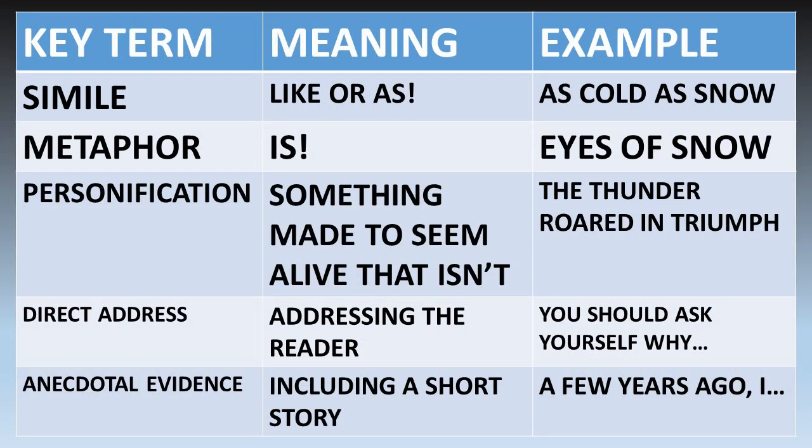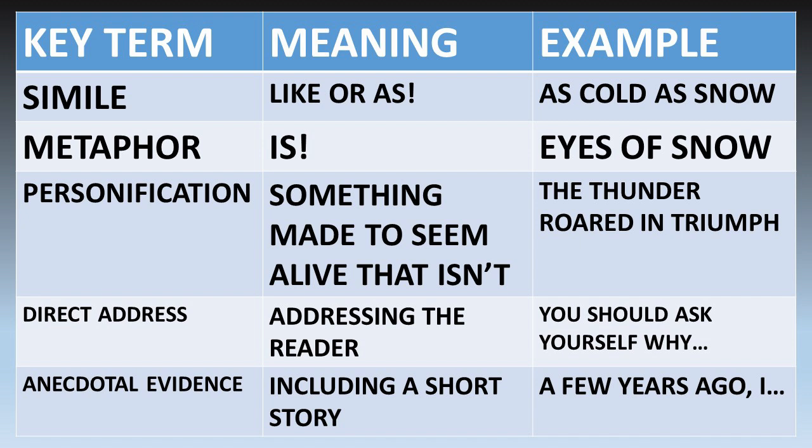Some other key terms that you might be coming across in English language paper 2. Simile, where something is like or as something else, as cold as snow is an example. A metaphor is very similar to a simile. It's still figurative, but in this instance, we would be talking about something being that thing. Eyes of snow. Personification is making something seem alive that isn't. The thunder roared in triumph would be an example of that.